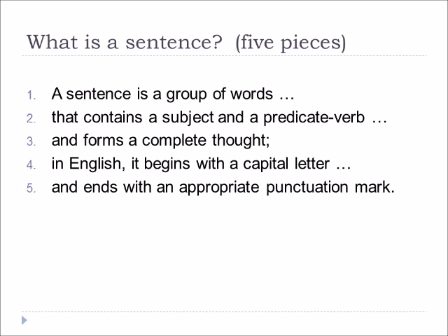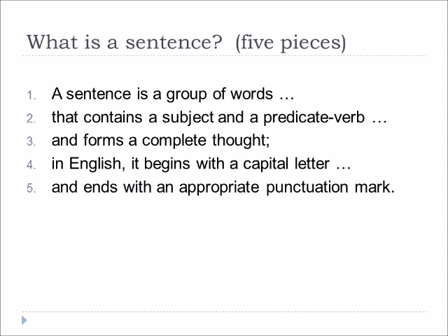Number 1, a sentence is a group of words. In fiction writing, it is possible for a sentence to be made up of a single word. But we are in English composition classes, which are focusing on academic writing, and so a sentence will always be a group of words. Number 2, that group of words needs to contain a subject and a predicate verb.